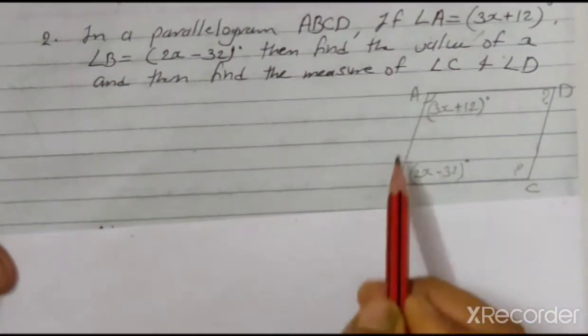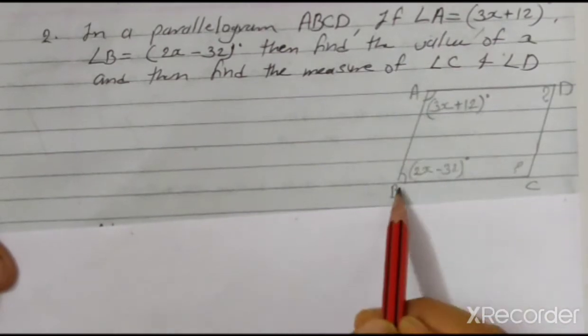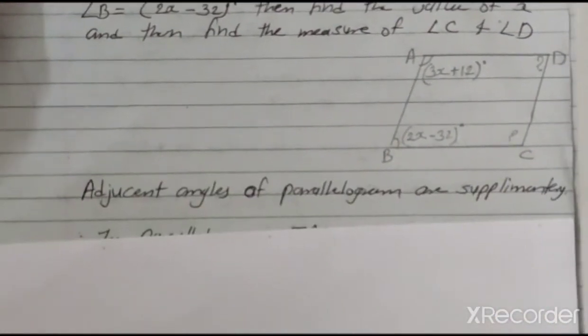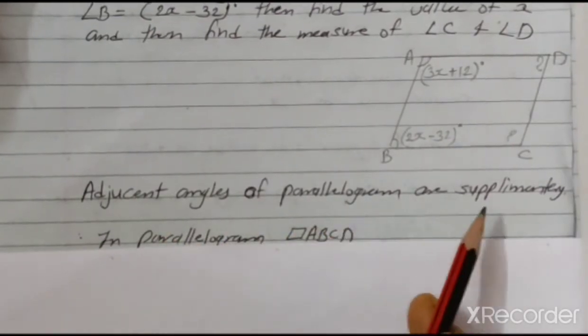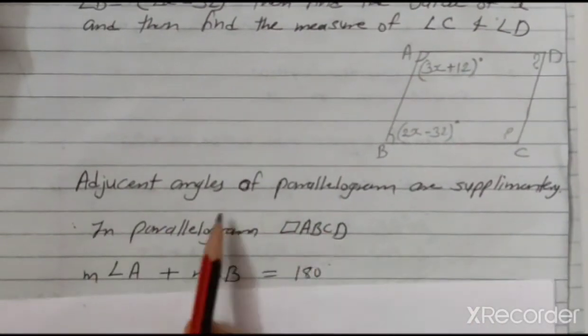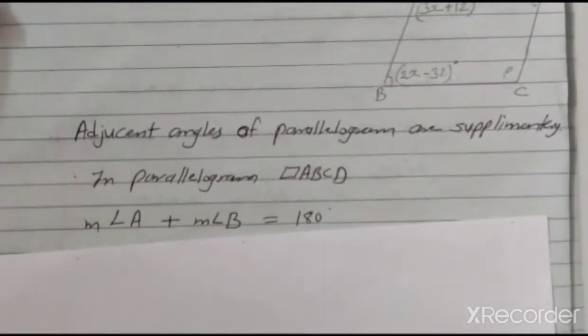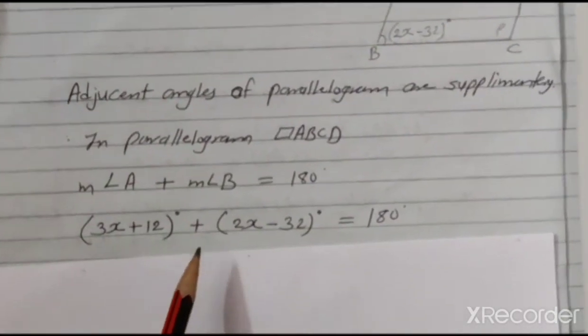From this figure, you can see both these angles are adjacent angles. So by using adjacent angle property, adjacent angles are supplementary. So in this parallelogram, measure of angle A plus B is equal to 180. Now next step is substitution.